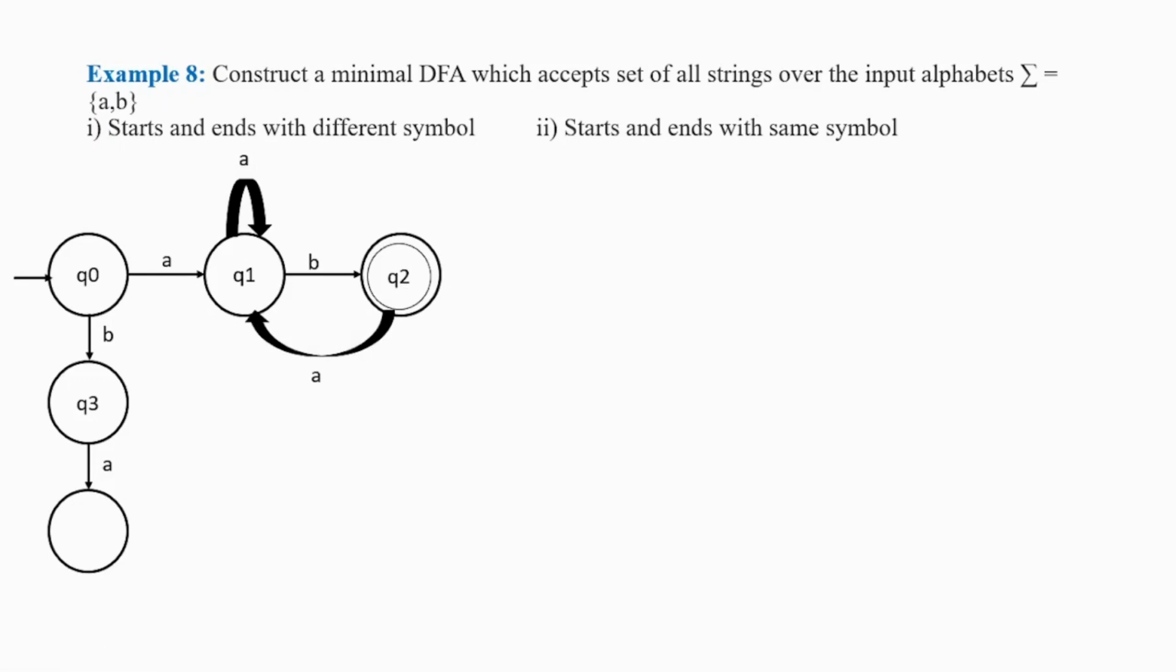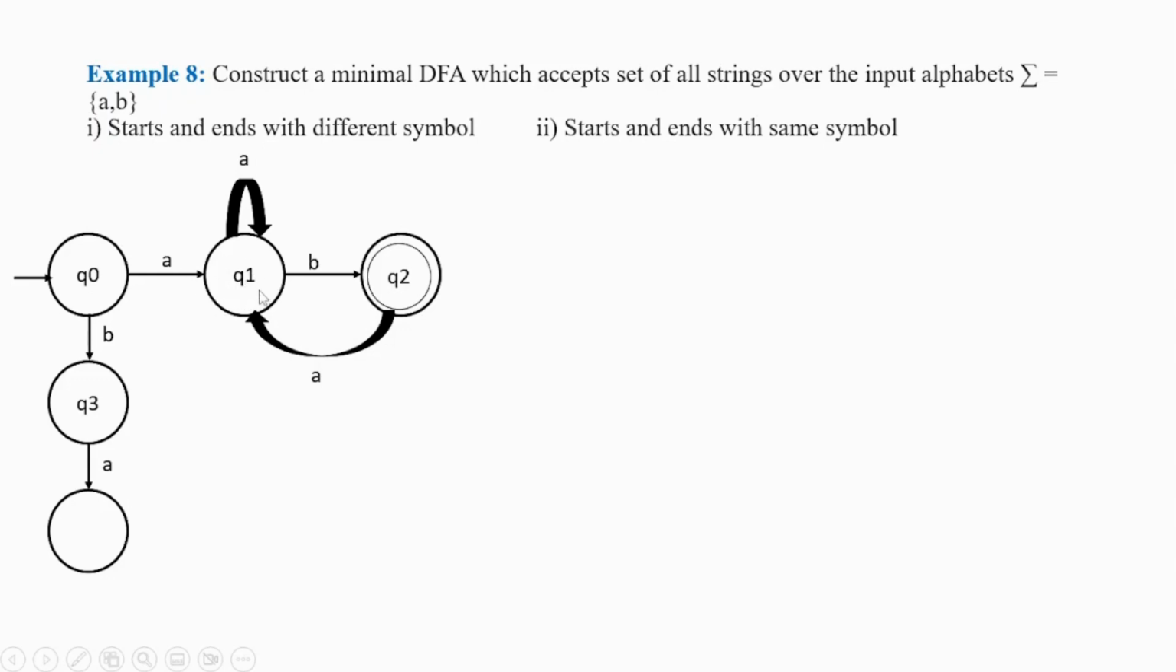Even after entering the final state, suppose A, 10 A's, then B, and then I get another A again. It should not be acceptable, right? For example, A, B, A. If my string is A, B, A, it should not be acceptable because it starts and ends with the same alphabet. If I see A again, then I put it back into some non-final state.